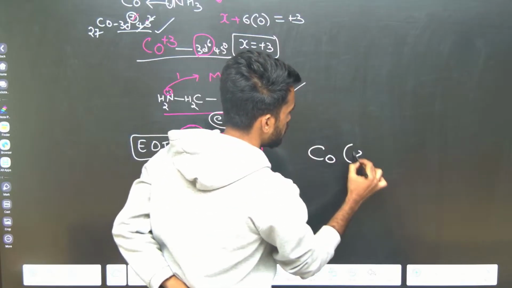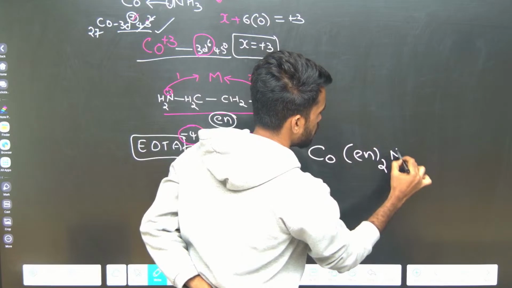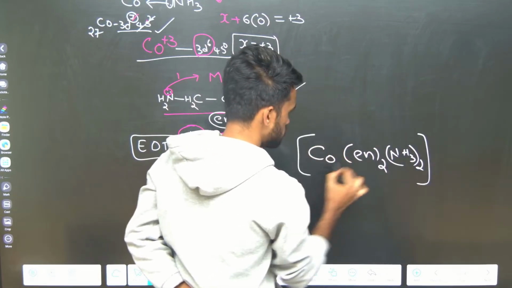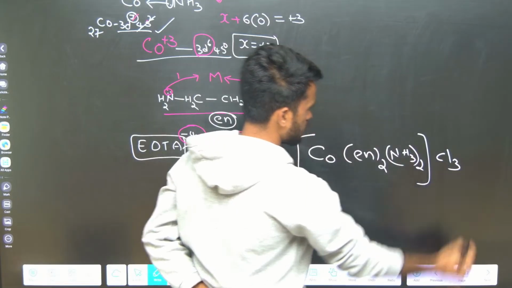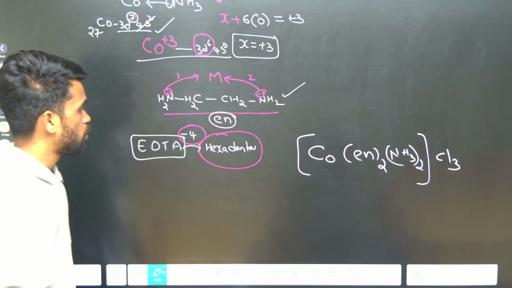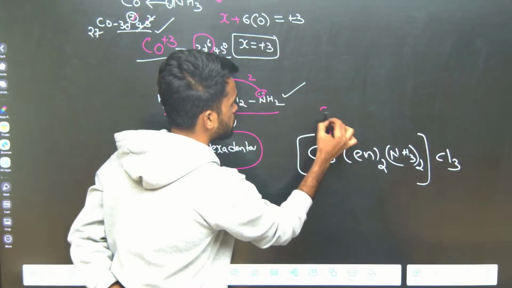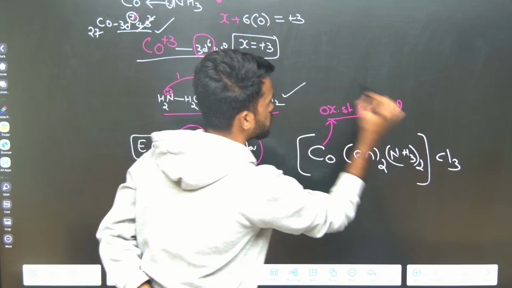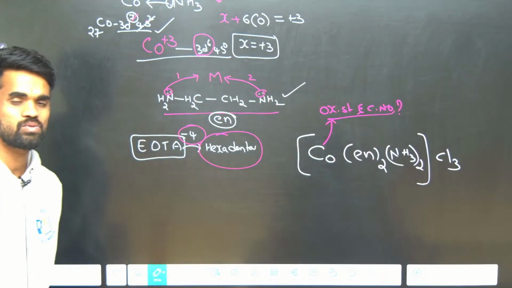Cobalt, en twice, NH3 twice, chlorides. Like this they will mention, and they will ask what is the oxidation state of this cobalt and the coordination number of this cobalt. This is a question they will mention. Can you answer me this one? What will be the answer for this?